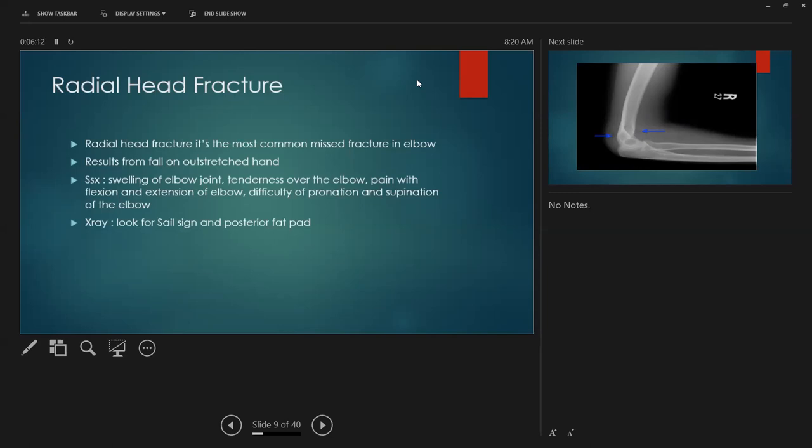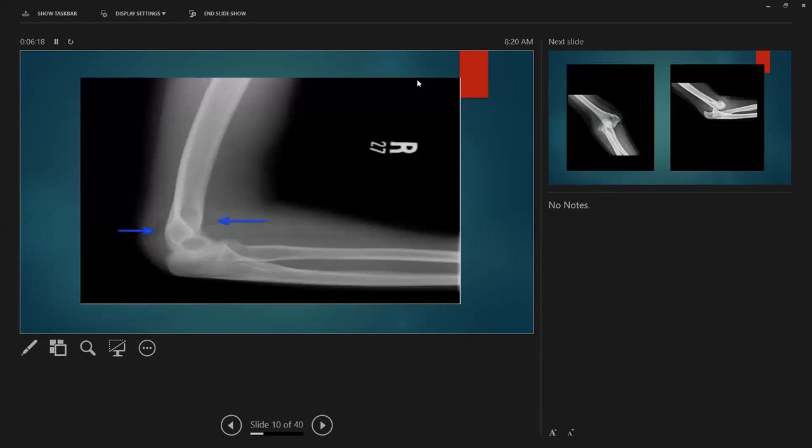So for the radial head fracture, in X-ray, we have to look for the sail sign and posterior fat pad. So you can see from this X-ray, this arrow over here is your posterior fat pad. And this silhouette over here, you can see like a sail like this. This is actually your anterior fat pad. Actually, it's the elevation of the fat pad that creates a silhouette sign here.